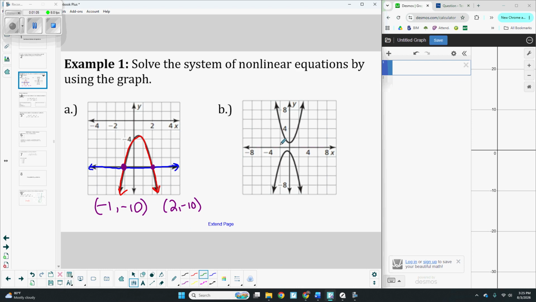For the second one, my two graphs don't ever intersect. One is a quadratic, a parabola opening up. The other is a quadratic, a parabola opening down, and they don't overlap each other. So this has no solution. It's possible that our system has no solution.